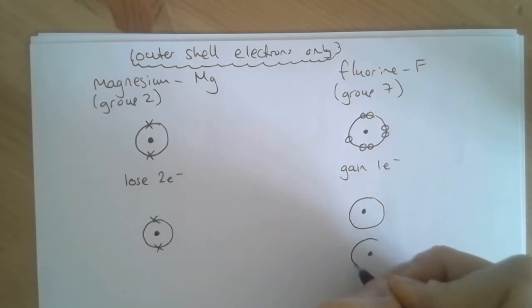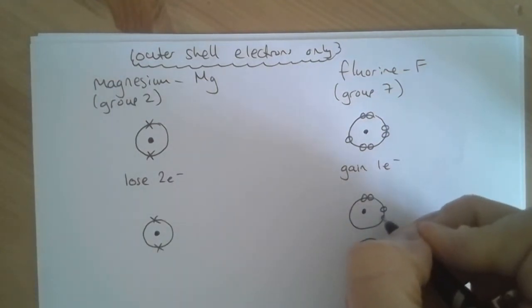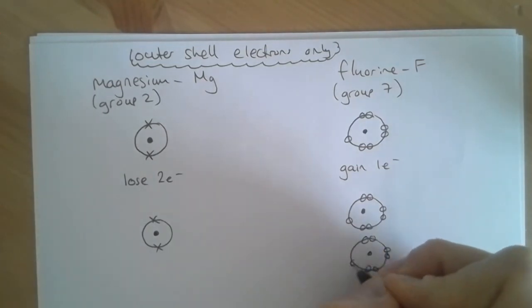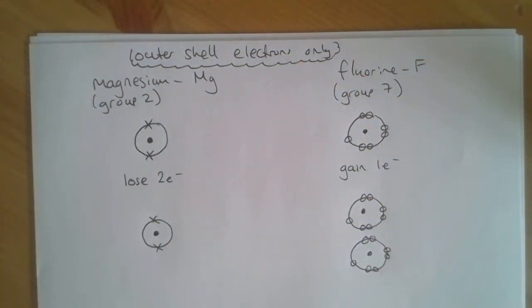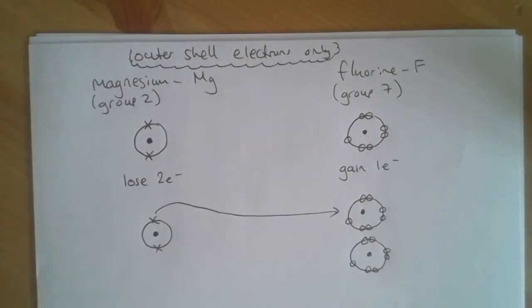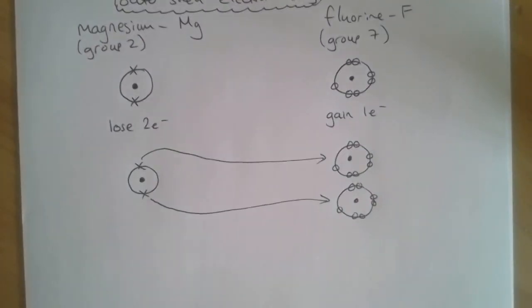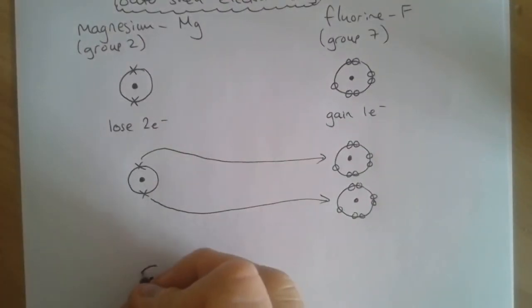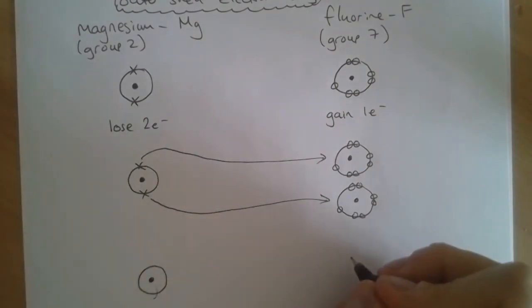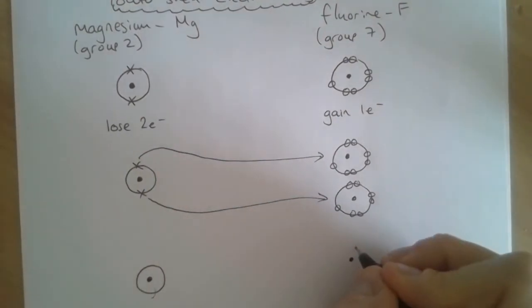And this is why you can see that I'm just drawing the outer shell electrons now. It would have taken much longer for me to be drawing the complicated electron shell diagrams. And one of the electrons goes to this fluorine atom, and the other electron of magnesium goes to this fluorine atom. So let's draw what they look like afterwards. This shell is now empty, which means the one underneath it is full and has got 8 electrons.